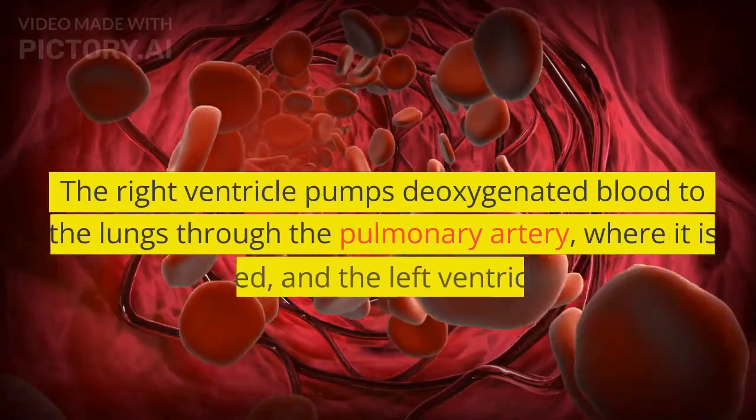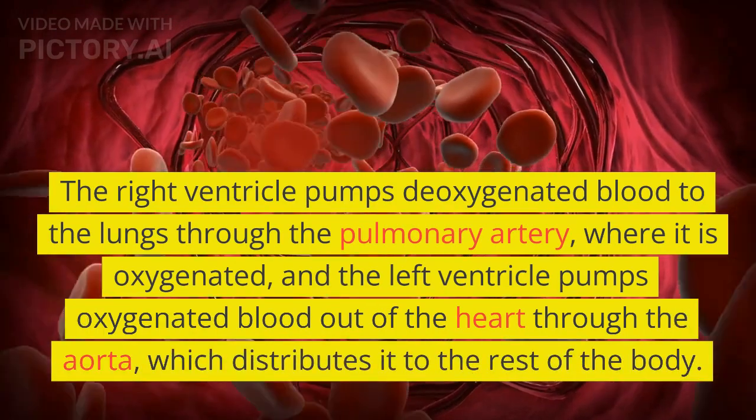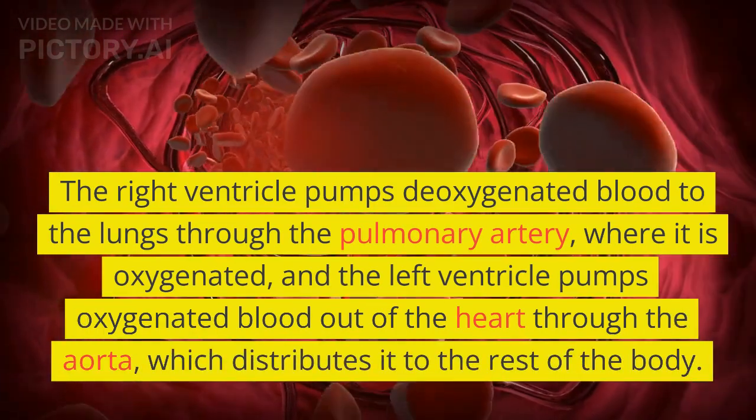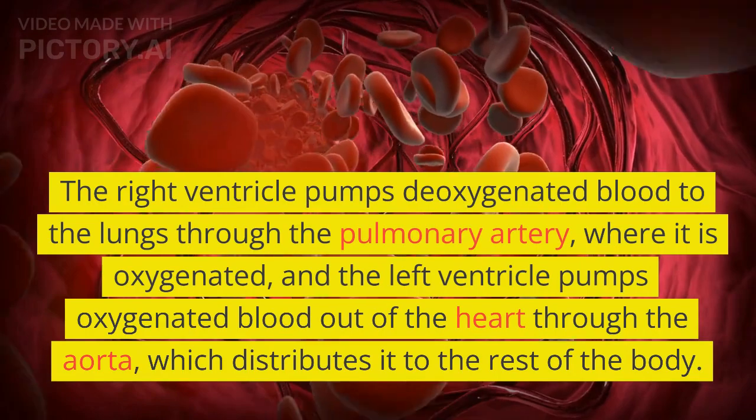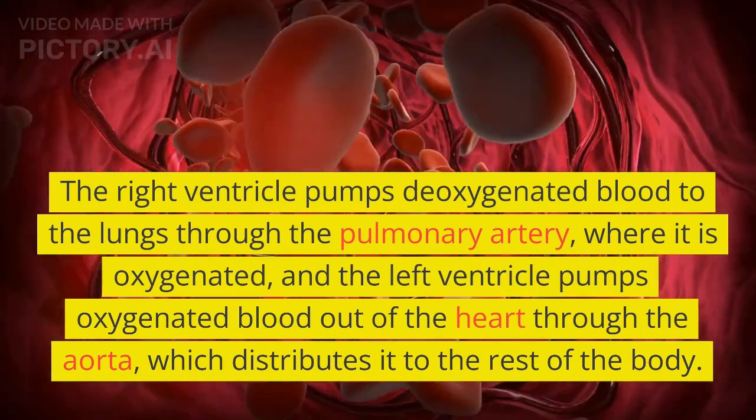The right ventricle pumps deoxygenated blood to the lungs through the pulmonary artery, where it is oxygenated, and the left ventricle pumps oxygenated blood out of the heart through the aorta, which distributes it to the rest of the body.